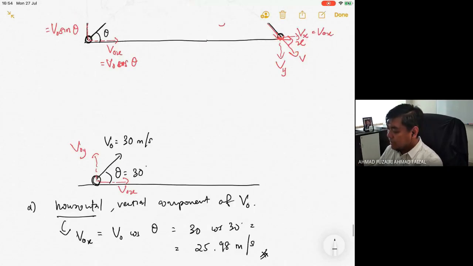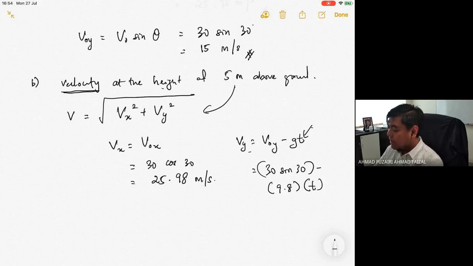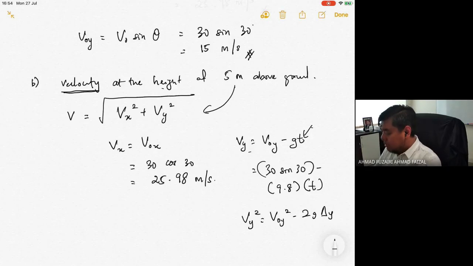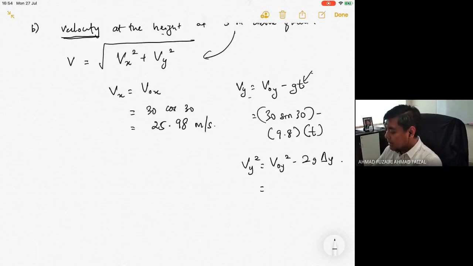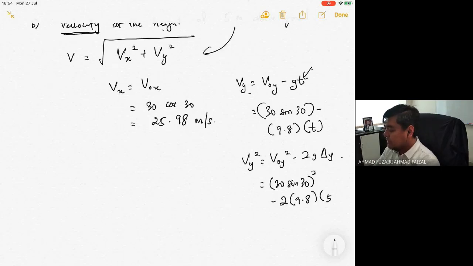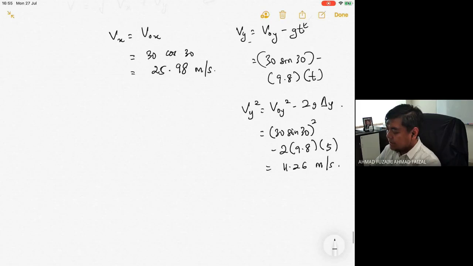So maybe you can use Vy square equals V naught Y square minus 2G delta Y. In this case, 30 sine 30 square minus 2 times 9.8. Look at how I punch it into the calculator. And delta Y is 5 meters, because 5 minus 0 is equivalent to 5. So the answer should be equivalent to 11.26 meter per second.